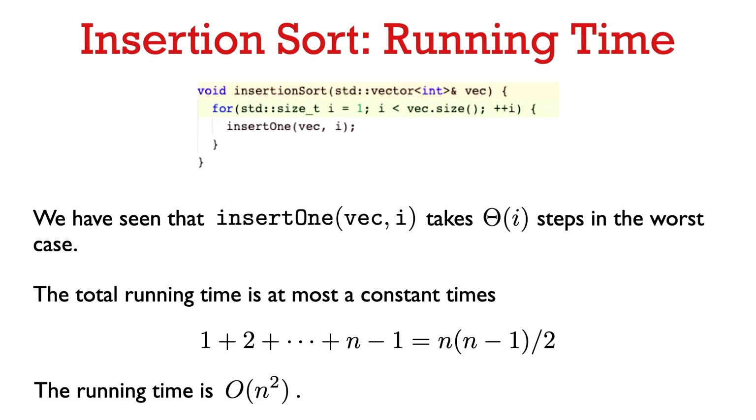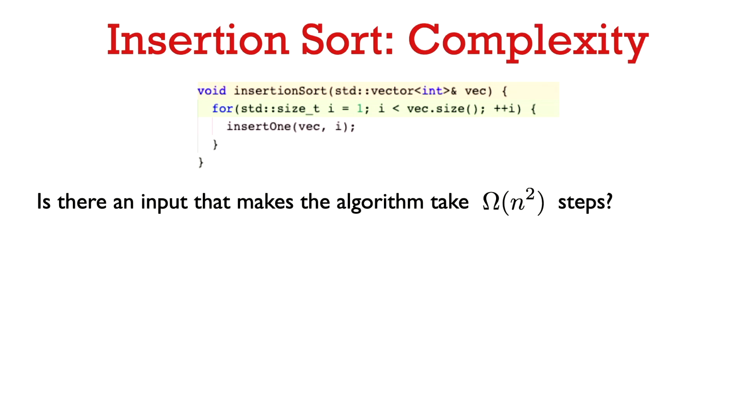We have already argued that the building block insert1, which correctly puts the last element into sorted position in an otherwise sorted vector of size i, takes time theta of i. In insertion sort, we just call insert1 for i equals 1 up to n minus 1. So the running time is a constant times the sum of i from i equals 1 to n minus 1. This is the same sum we saw in the analysis of the double for loop algorithm for contains duplicate. So we know that this is n times n minus 1 divided by 2. This tells us that the running time of insertion sort is order n squared. For any input, it's going to run at most a constant times n squared steps.